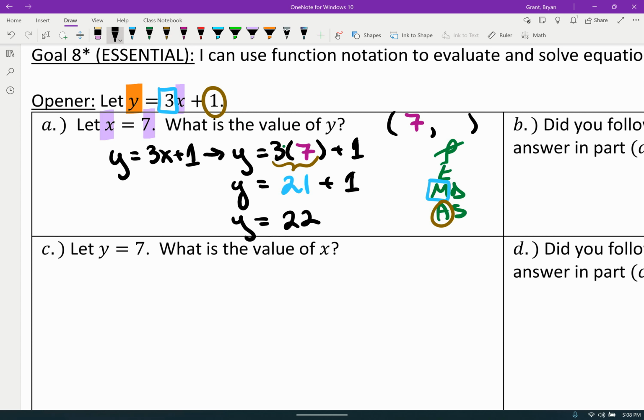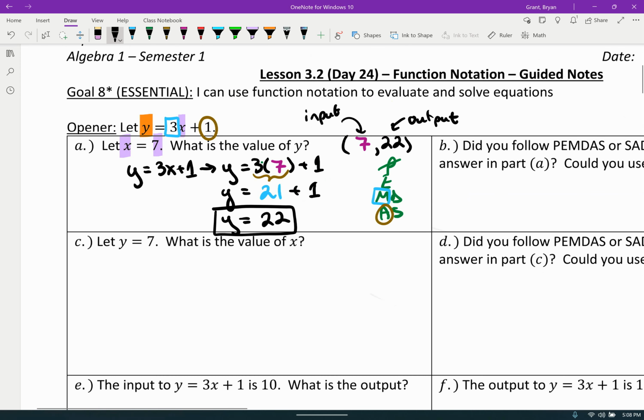Okay? Now, as we look at that, we should know a couple things. First, we have answered the question. What is the value of y? The value of y is 22. We could also write this more concisely as a point, 7 comma 22. We learned last class that we had an input of 7, and that gave us an output of 22.